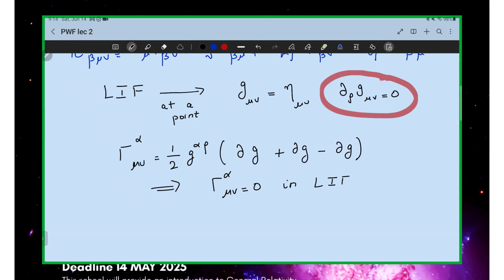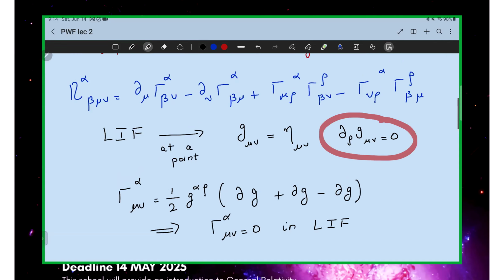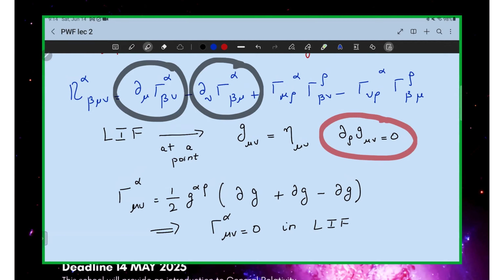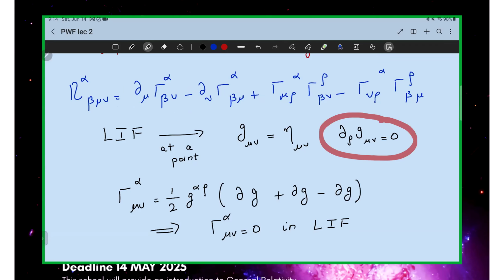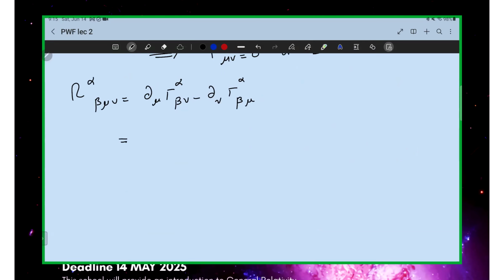But if you see the derivatives of the Christoffel symbol, these derivatives include second derivatives of the metric, and they don't vanish in a local inertial frame. So in a local inertial frame, the expression for the Riemann tensor reduces to the first two terms here. Okay, so we're going to write that down. If we do that, then you can use the expression for the Christoffel symbol.